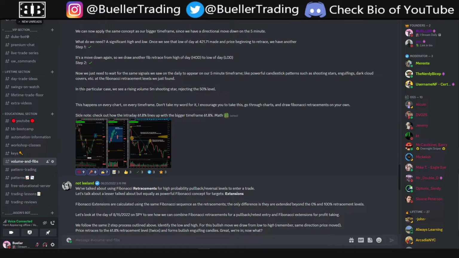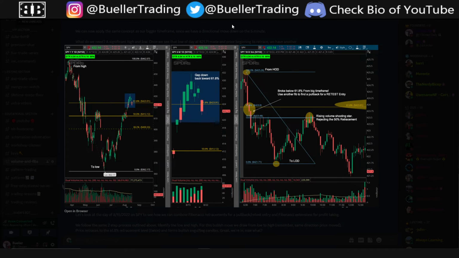This happens on every chart on every time frame. Don't take my word for it. I encourage you to take this, go through charts, and draw Fibonacci retracements on your own. Side note, check out how the intraday golden pocket lines up with the bigger time frame golden pocket. Math. Big brain with Pepe.